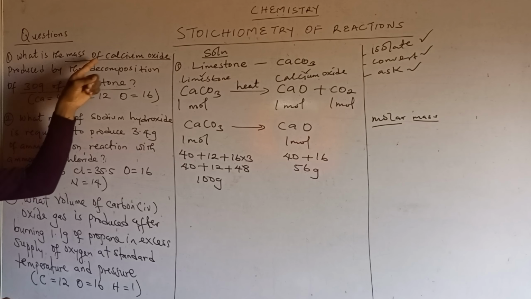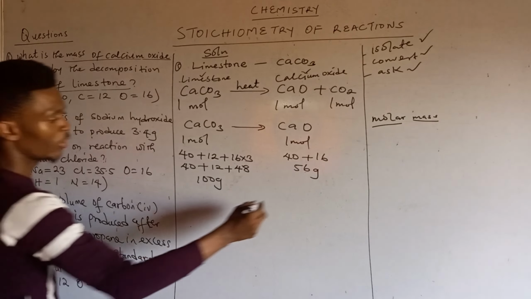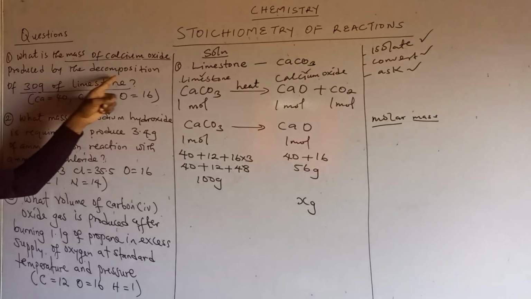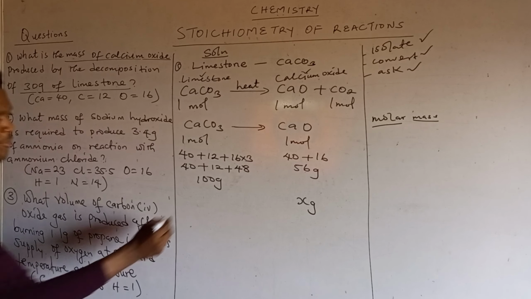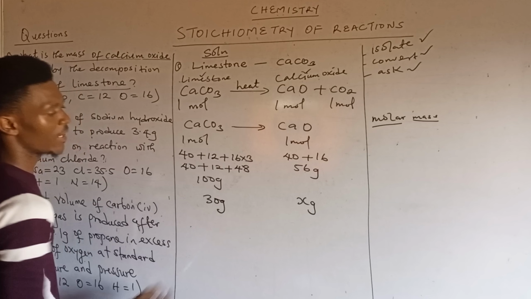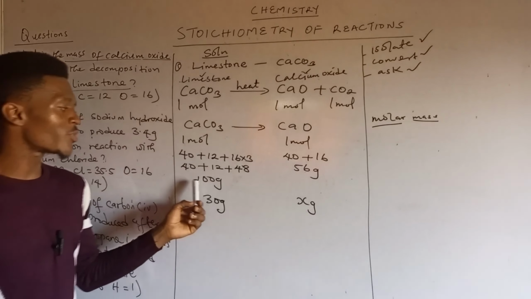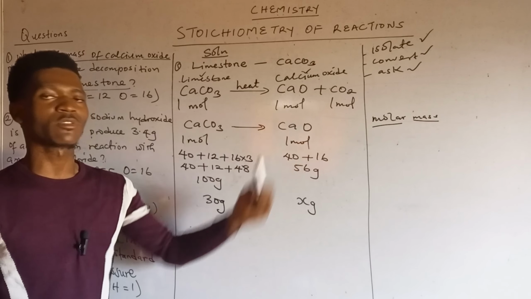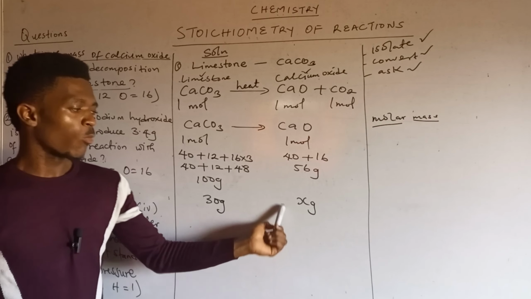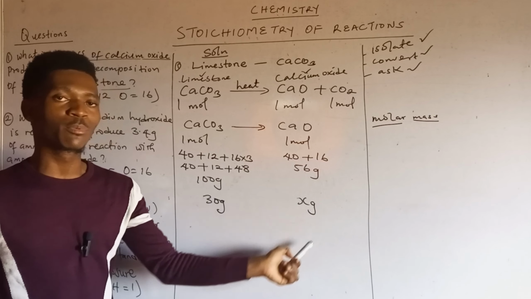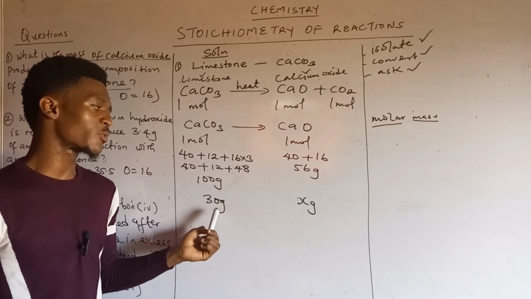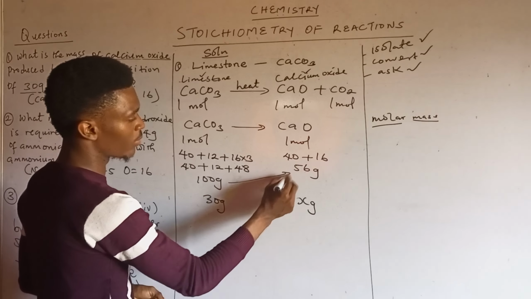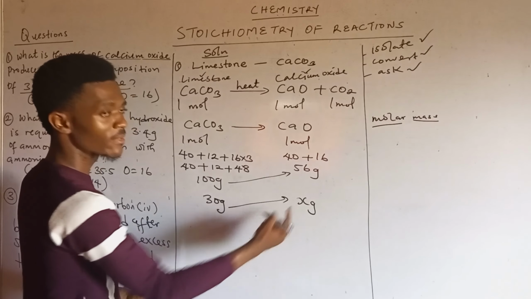So the question is, what is the mass of calcium oxide? So we don't know the mass of calcium oxide that will be produced by decomposition of 30 grams of limestone, meaning 30 grams of limestone. So what it means is that when 100 grams of limestone decomposes, it produces 56 grams of calcium oxide. So they are now asking us, what grams of calcium oxide will be produced when 30 grams of limestone is decomposed? So we can use the normal linear format. If 100 gives this one, then 30 would give this unknown.